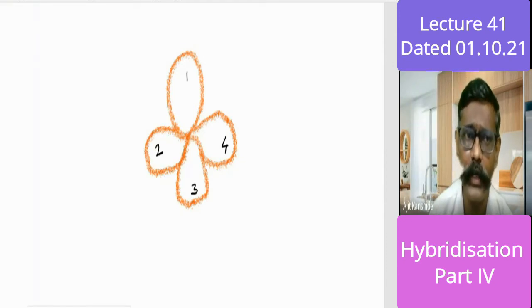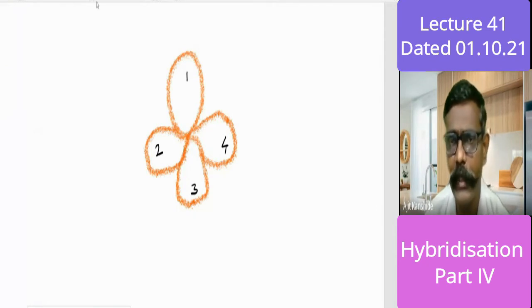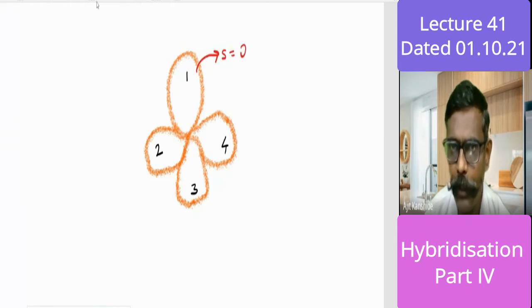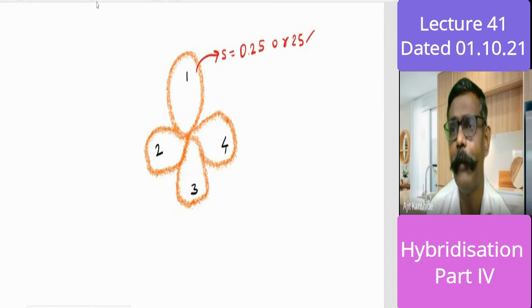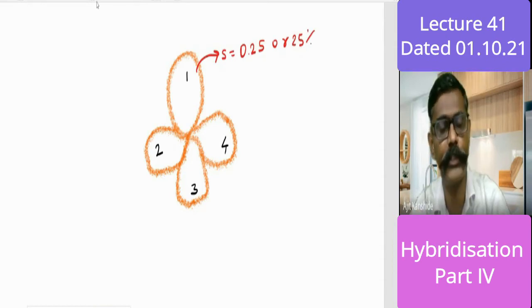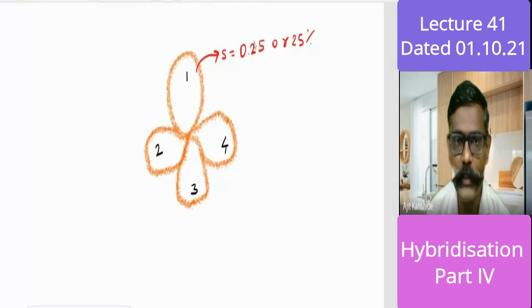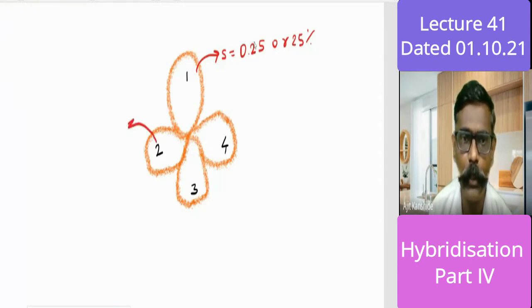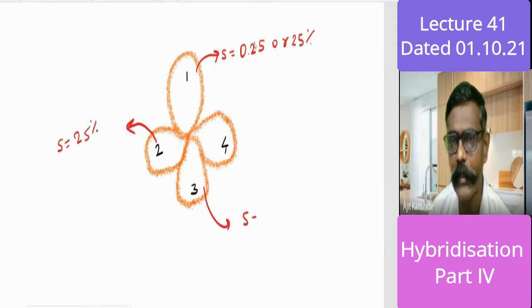As per our current understanding, in that first orbital, s character is 0.25, or as Prathamesh said, it can be 25%. It is 1 orbital. When we come to the second orbital, same conclusion. S character will be 25%. About third orbital, s character is 25%. About the 4th orbital, s character is 25%.